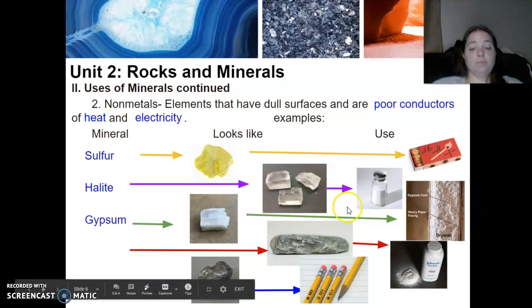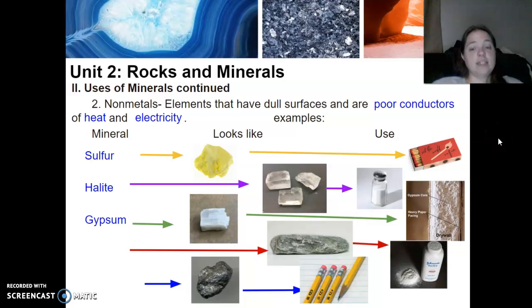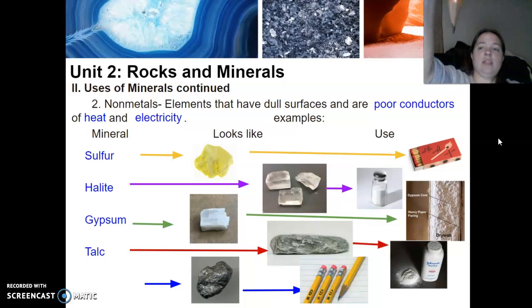That's gypsum. Then you have this rock right here. I know it doesn't look like much, but it makes baby powder. That's talc or soapstone. And then this last but not least, what's on that tip? That is graphite. And it's used in pencils.